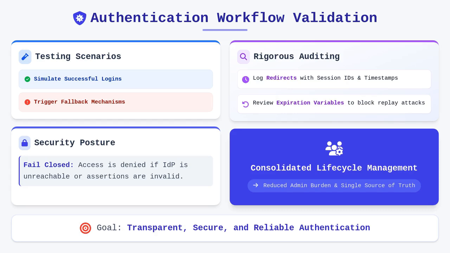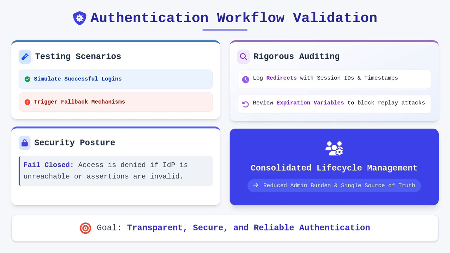Testing these workflows requires a rigorous approach that involves simulating both successful logins and specifically creating scenarios that trigger the fallback mechanisms. If the primary IdP is unreachable or the assertion is deemed invalid, the system should fail closed to preserve security. But you might configure distinct behaviors based on your specific risk profile.